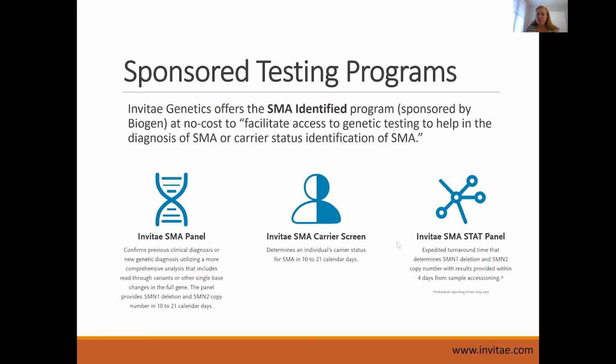I also mentioned that we've improved our genetic testing strategy. And so I think some barriers in the past to genetic testing have been cost, insurance coverage, and then also just the time that it takes to get results back. And so there are some sponsored testing programs out there now that allow people to get tested for SMA, and it's much more cost effective, and it's also a lot quicker as far as results turnaround.